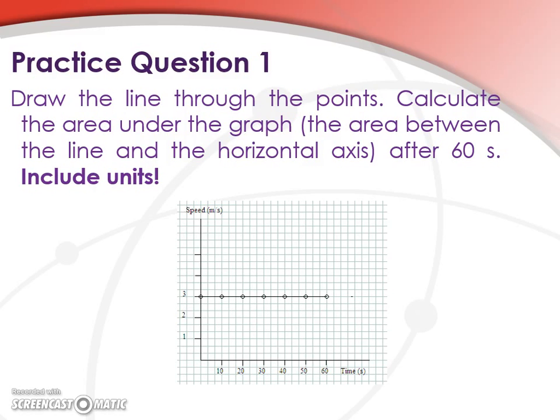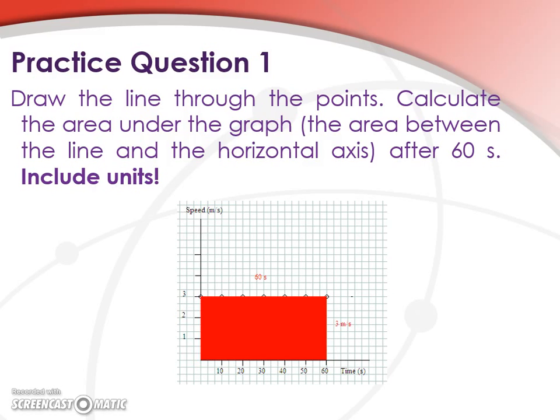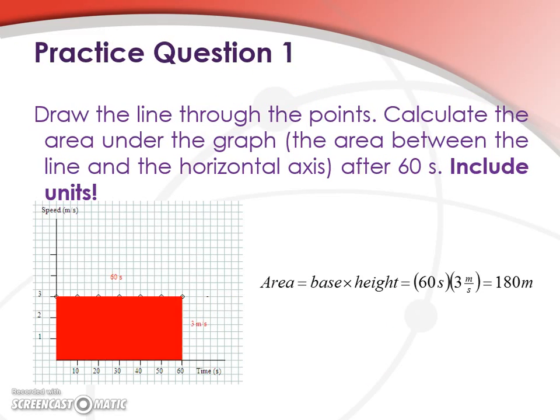Now if we draw the line through the points, obviously our slope is 0. In other words, the change in speed is 0 all the way along. But what we can do once we've drawn that line through is get the area between the line and the horizontal axis. Okay, so let's do that now. If we take the area of a rectangle, our length is 60 seconds. Our height is 3 meters per second. If we multiply 60 seconds times 3 meters per second, we get an area of 180 meters.